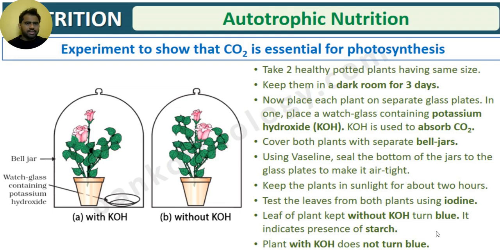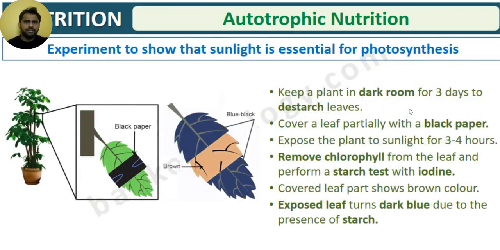This can be asked. If it is asked, this is the sequence by which students should be explaining this experiment. Let's move ahead in this chapter and see what is an autotrophic nutrition. This also we will try to understand by an experiment to show that sunlight is essential for photosynthesis. The previous experiment was explaining that CO2 is essential. This will explain that sunlight is essential for photosynthesis.